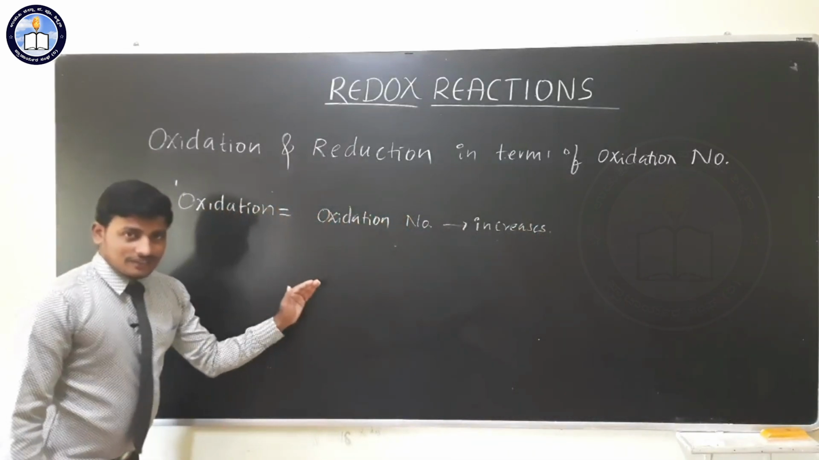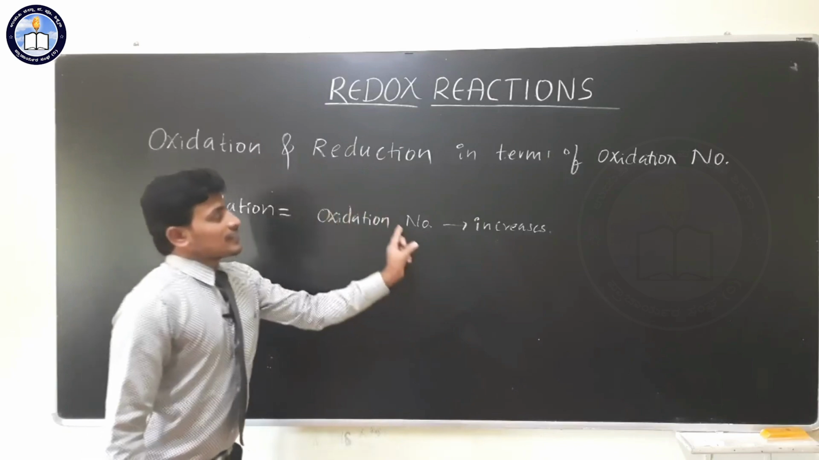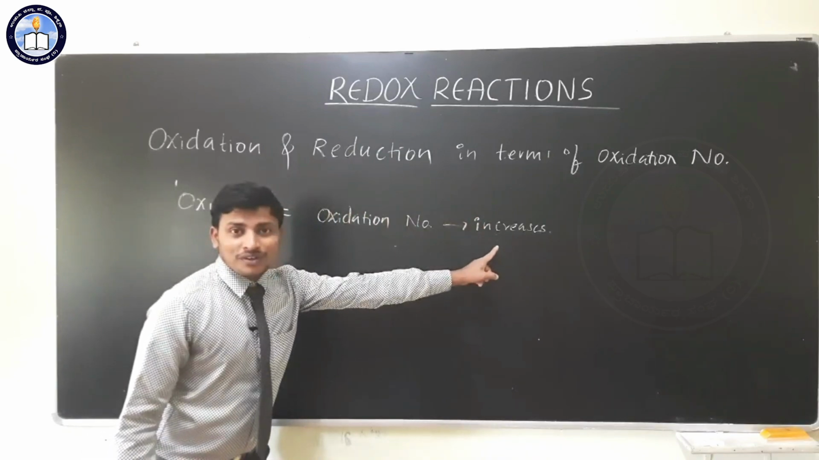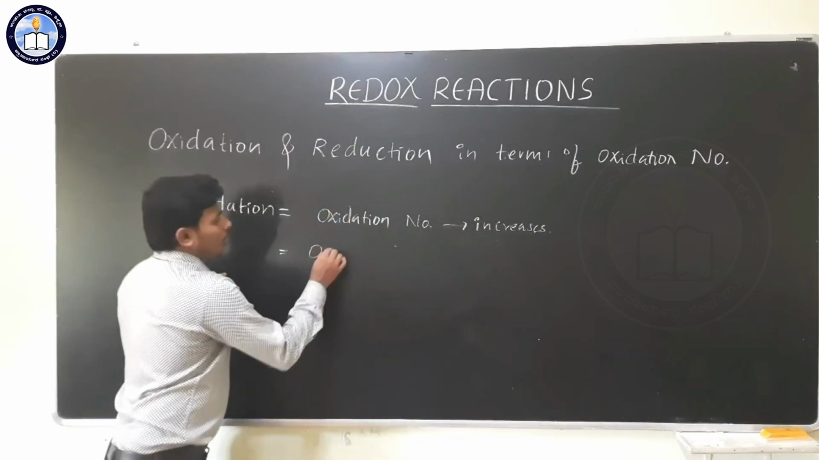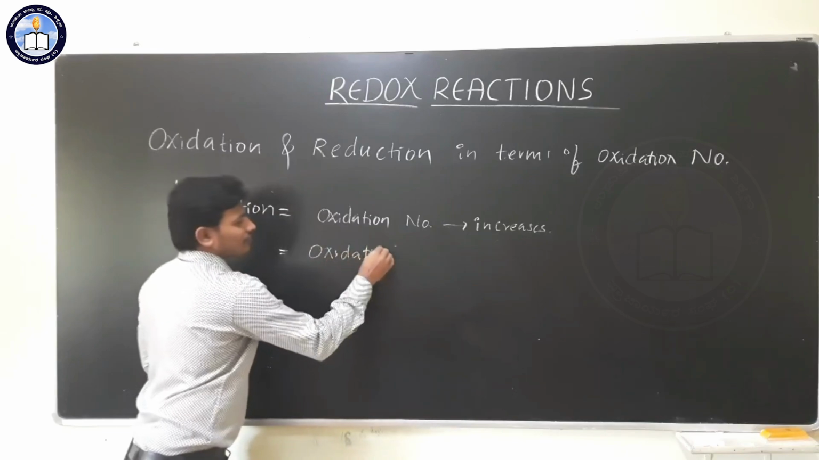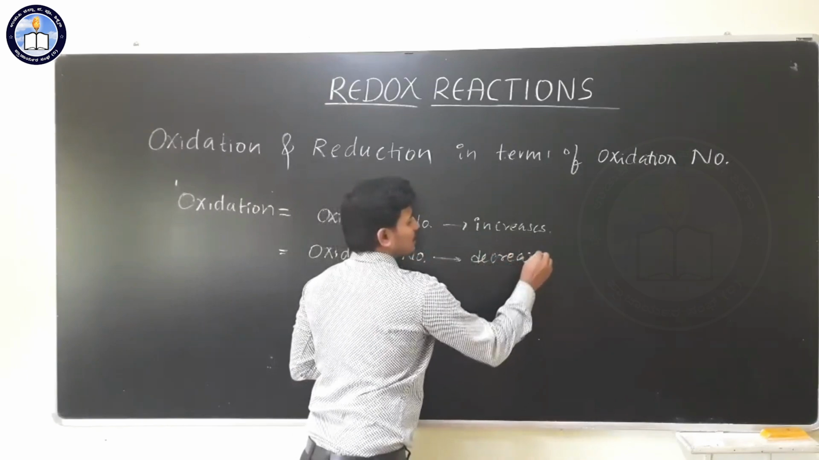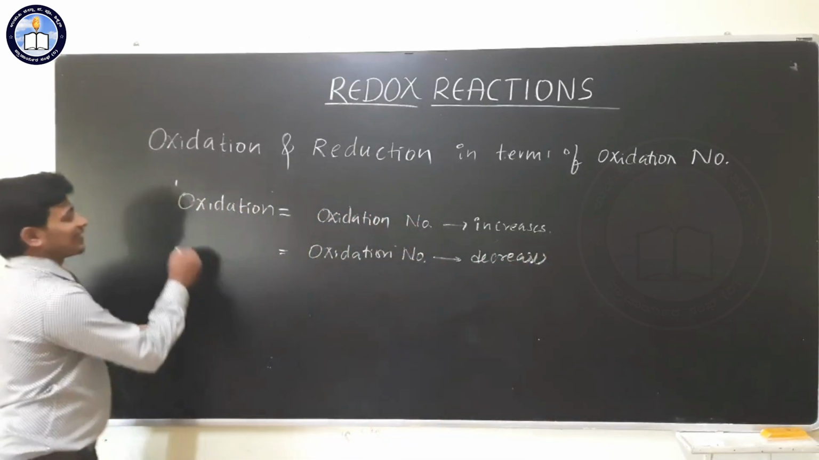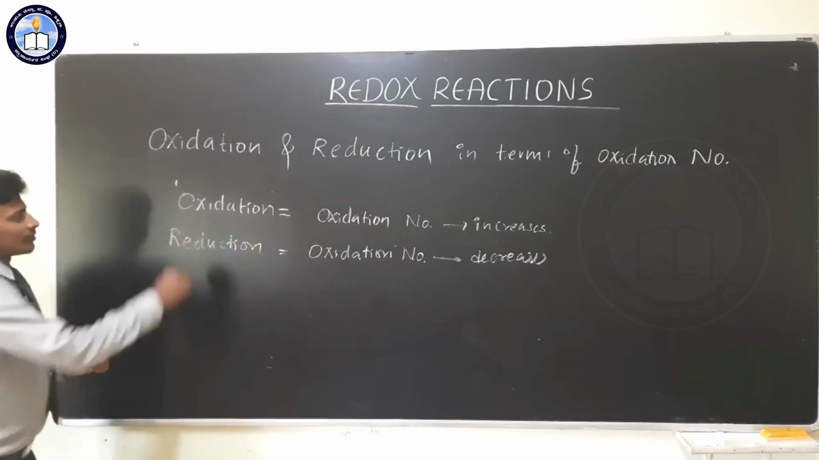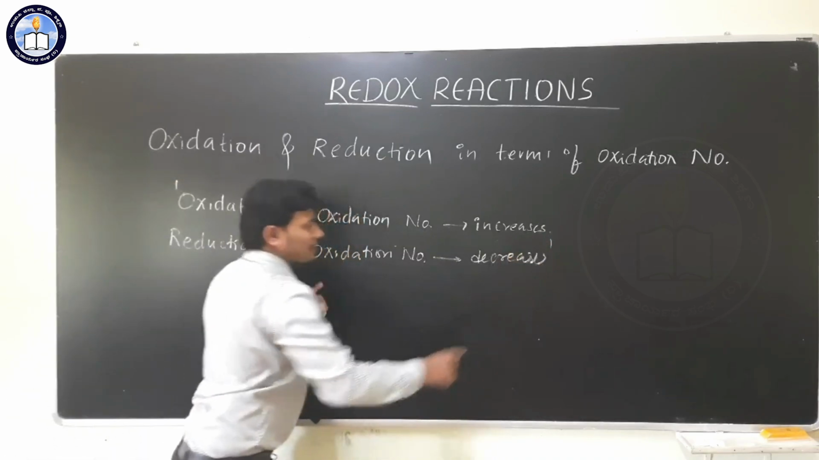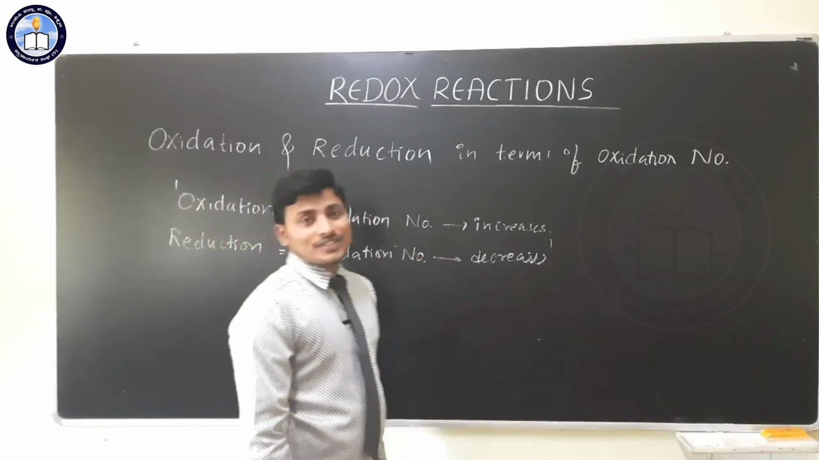In a chemical reaction or in any chemical changes, if oxidation number of the species increases, it is known to be oxidation, or if oxidation number decreases, then that is known to be reduction. Listen carefully. Oxidation means increase in oxidation number. Reduction means decrease in oxidation number.